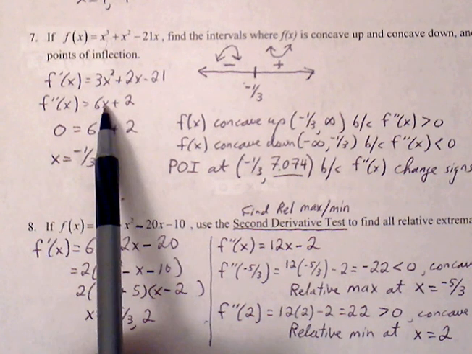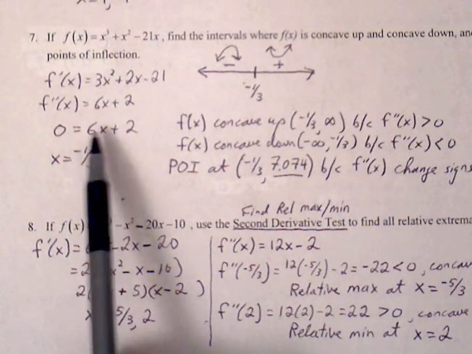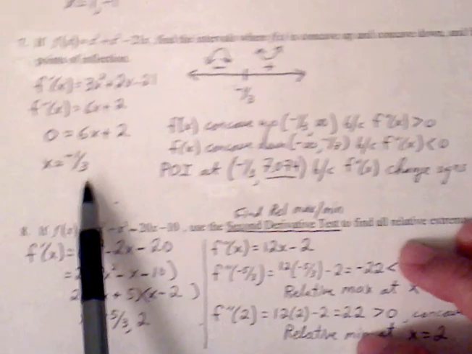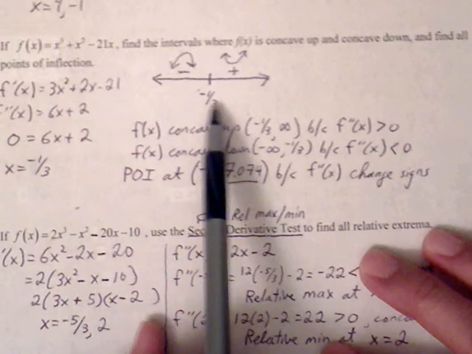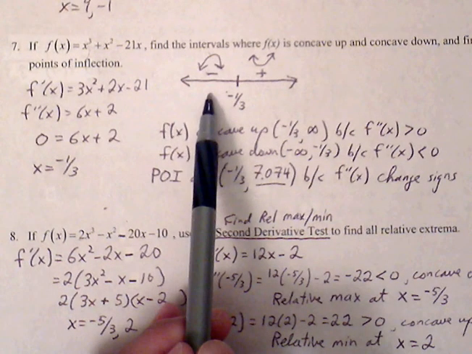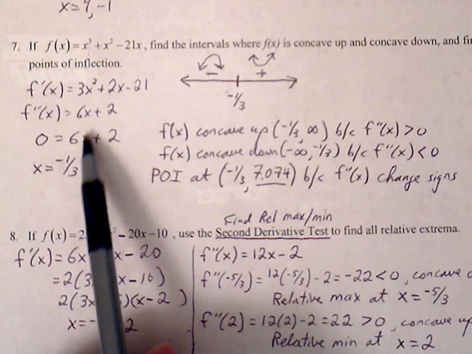So set the second derivative function equal to 0. And we can solve for x. We get negative 1/3. There's only one critical value. We put that on a sign line. And then we test values in each interval. So here I can choose negative 1. Negative 1 into the second derivative.